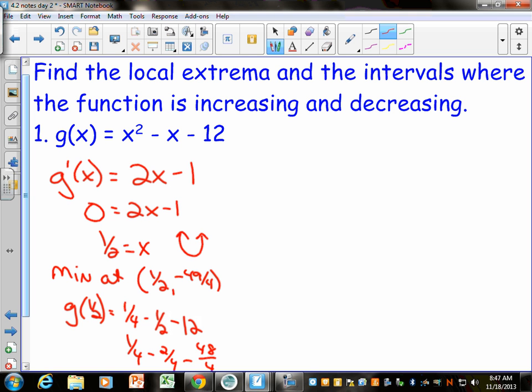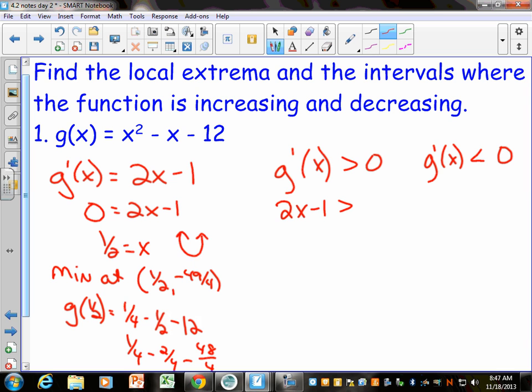So we want to look where our derivative is positive and negative. What if we just say, where is our derivative greater than 0? And where is our derivative less than 0? Could I plug that derivative over there? The derivative was 2x minus 1. It's still going to be 1 half when I solve that to 0. It's just going to now be x is greater than 1 half.